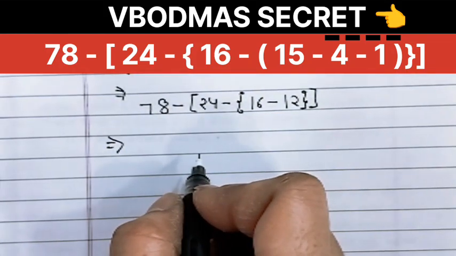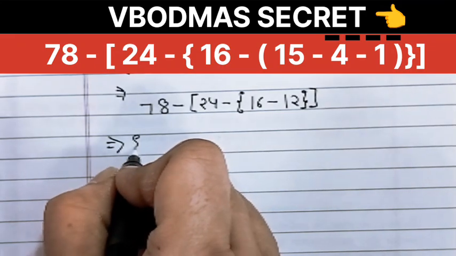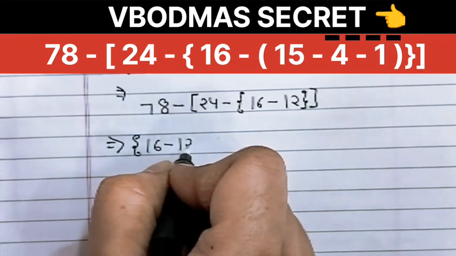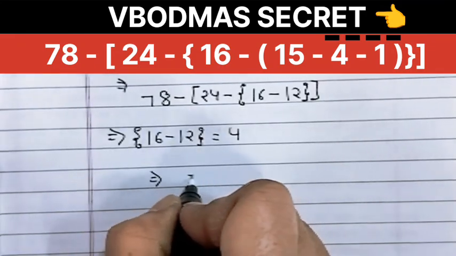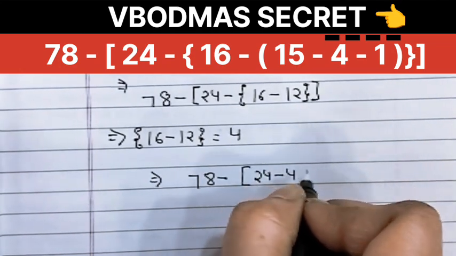The third step: solve the curly braces. Now simplify the value inside the curly braces. So there is 16 minus 12. We get 4. The expression becomes 78 minus [24 minus 4].